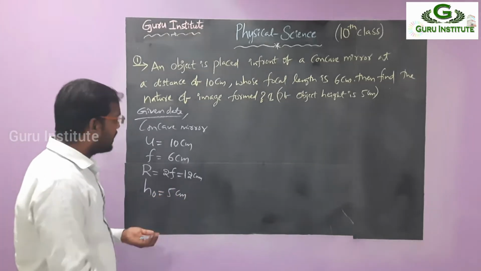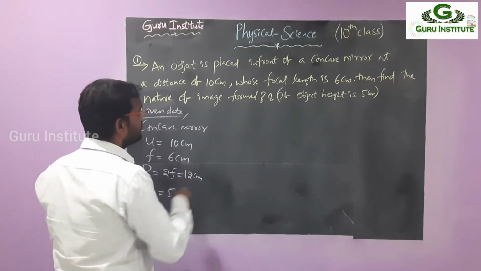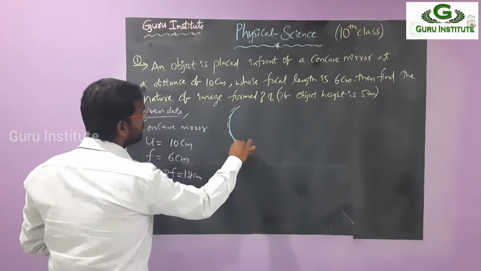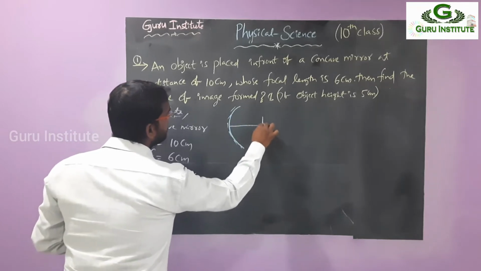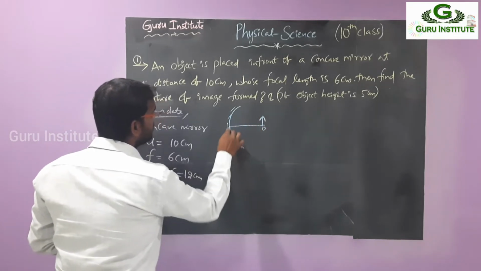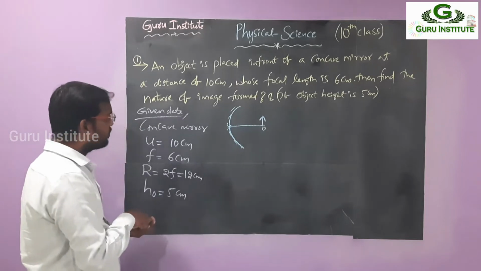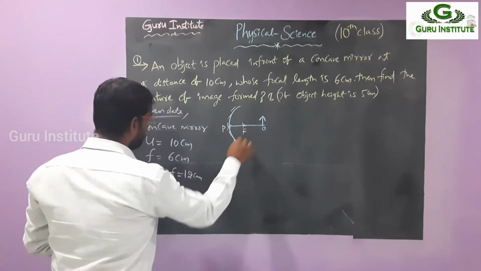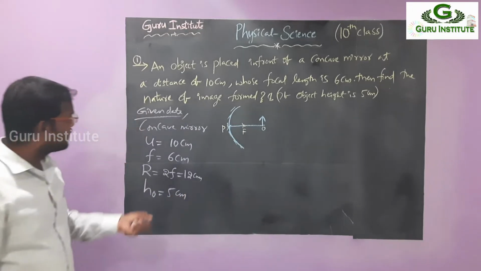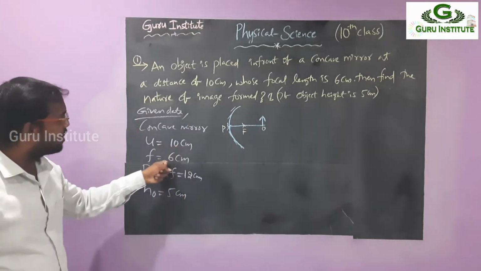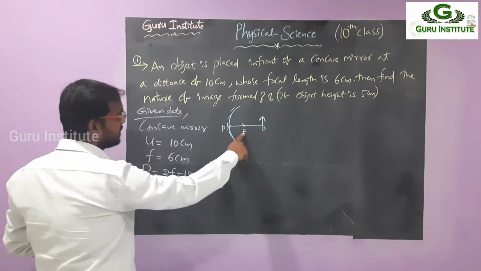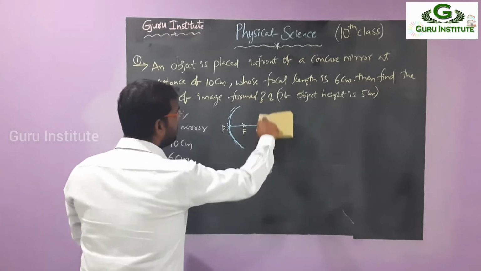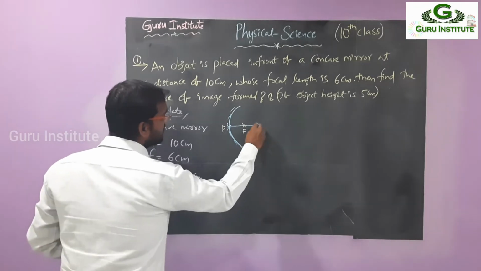So you have to draw one rough diagram for this one. Which one? Concave mirror. So here the object is placed. From the data, what do you get? Pole. This is the focus. So where is the object placed? At 10 centimeter. Focal length is how much? 6 centimeter. And C is formed at where? C is formed at 12 centimeter.